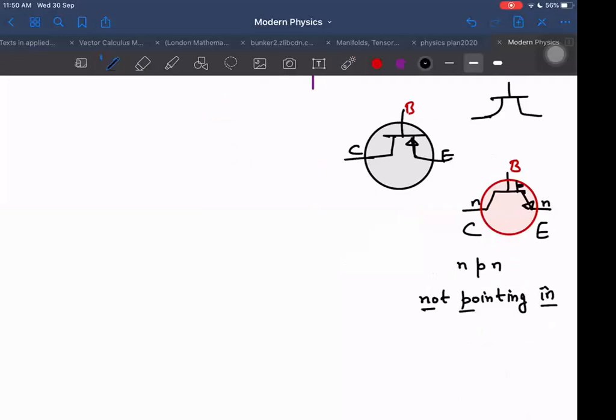Similarly here also, arrow is pointing inwards, then emitter is P type. Arrow is pointing from emitter to base, then base must be N type, P to N. Arrow will be pointing from P to N. Means we remember this way, arrow always points from P to N. Then it will become PNP. Okay. So we know the symbol.